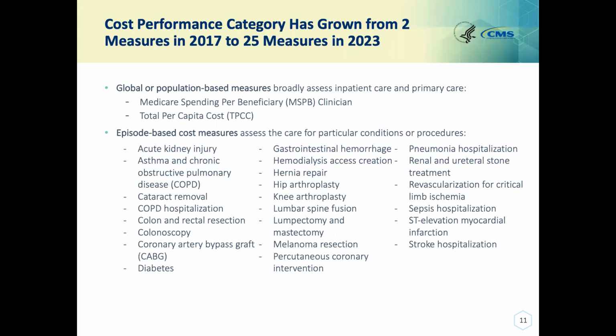And the MIPS cost performance category started with only 2 cost measures in the first year of MIPS. Since then, we have gradually added measures, including 23 episode-based cost measures and completing comprehensive reevaluations for the 2 population-based measures. There are now a total of 25 cost measures in 2023.